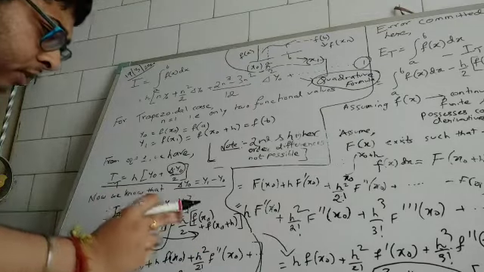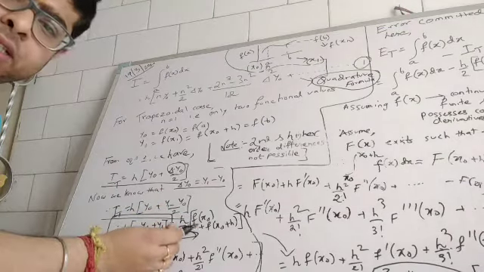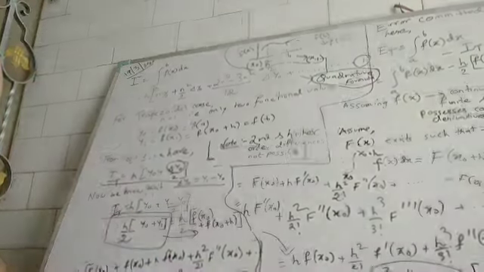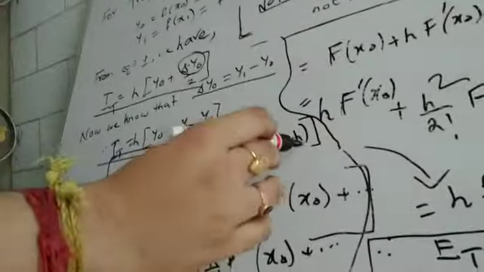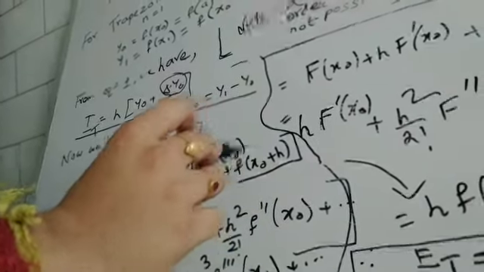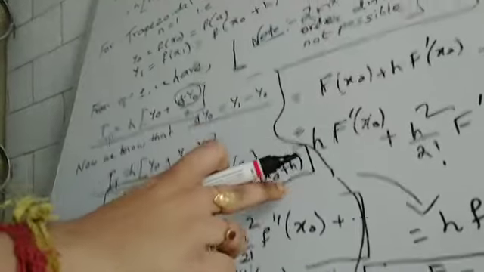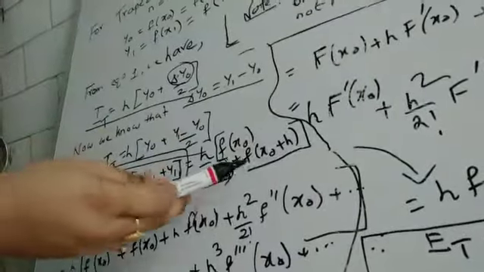Now I can't play with this term. Let me make it closer for you. But I can play with this term, f(x0 plus h). What is f(x0 plus h)? If you can apply Taylor's theorem here, so what will happen?